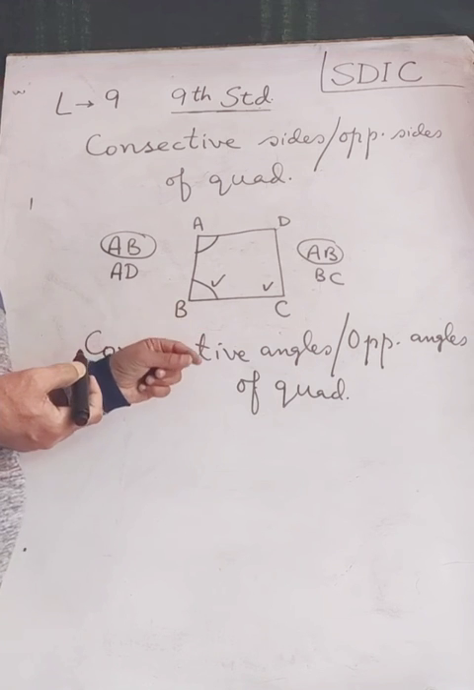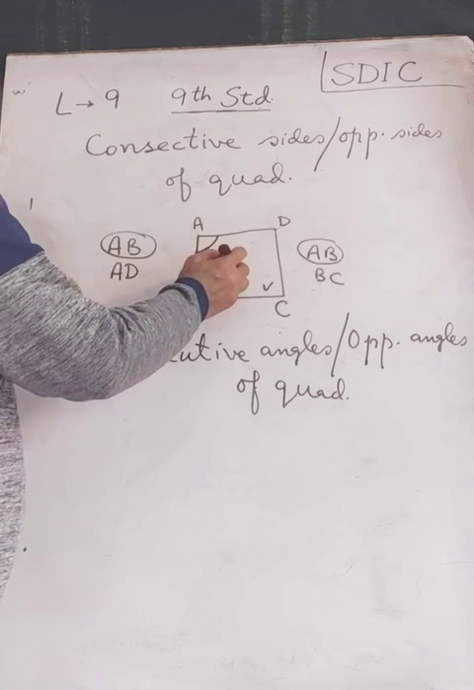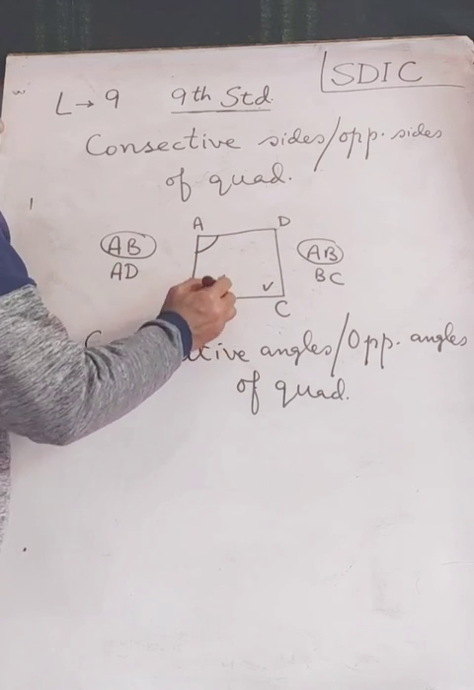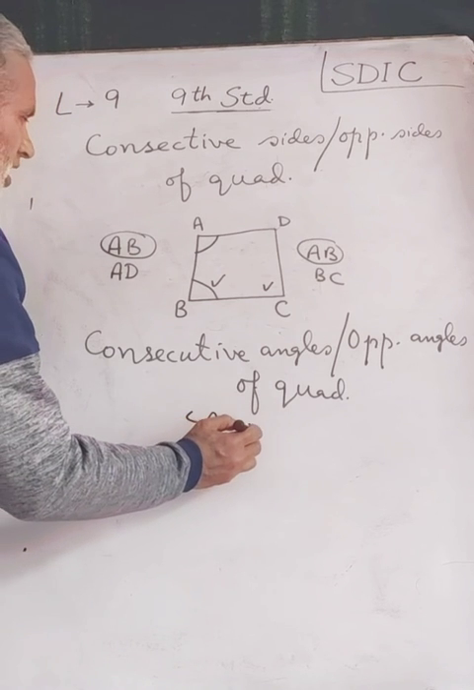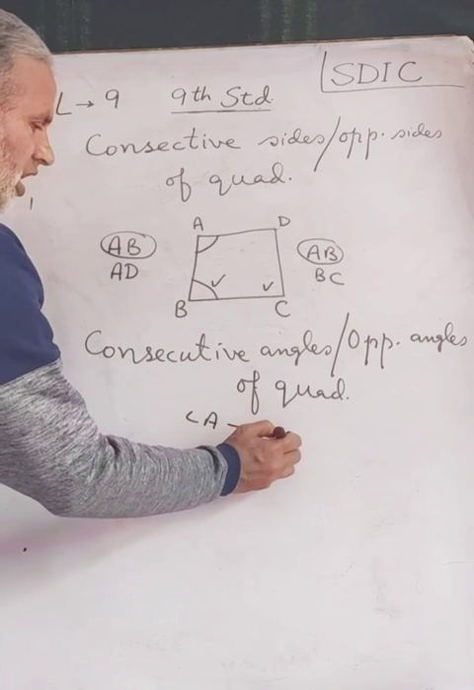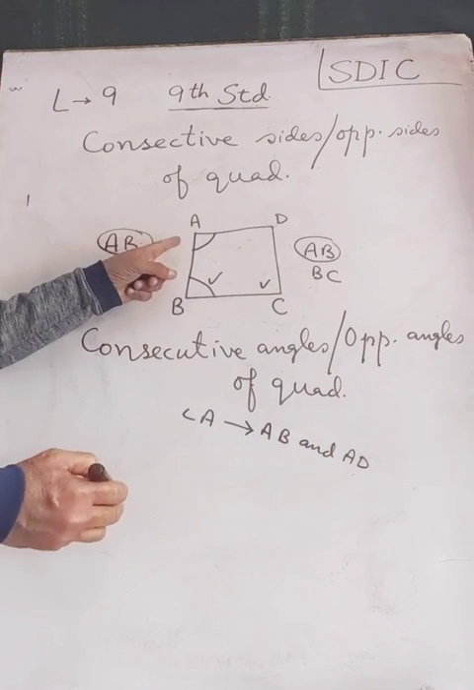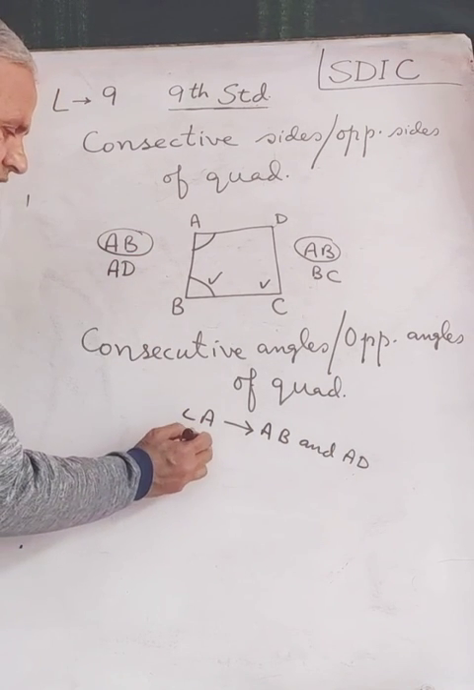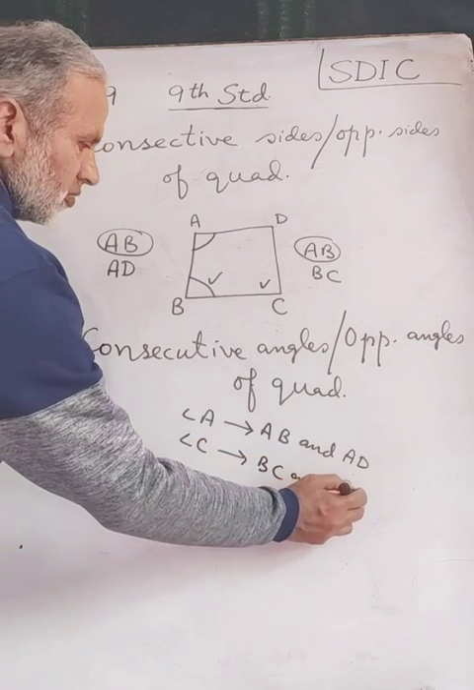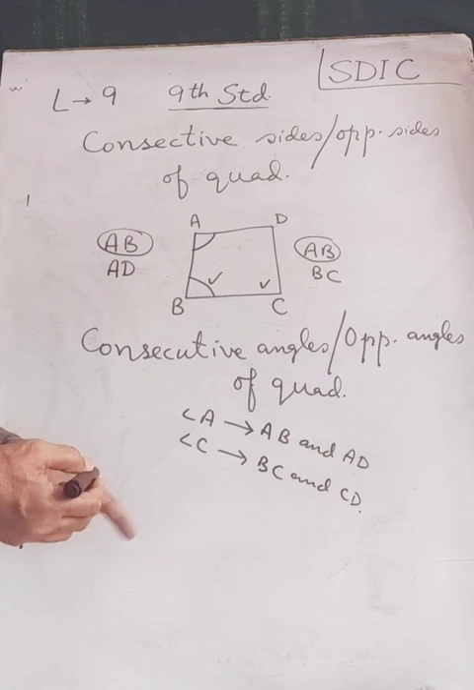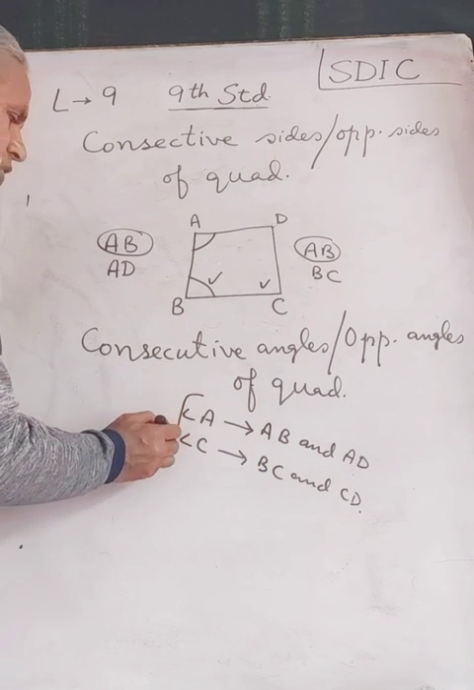And if they do not have any common arm, then we call them opposite angles. Think about angle A and angle C here. Name arms of angle A. We have already called AB and AD the two arms of angle A. What about angle C? Its arms are BC and CD. We don't have any common arm here. AB is not common. AD is not common. Such angles are called opposite angles.